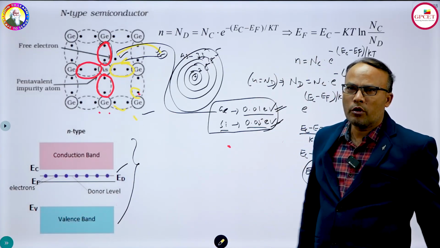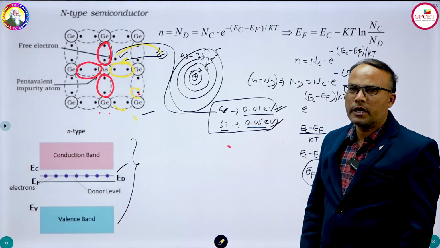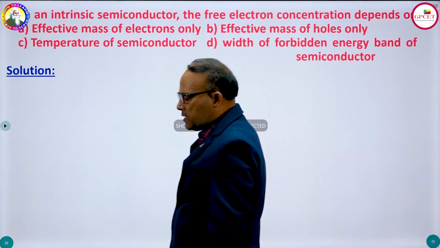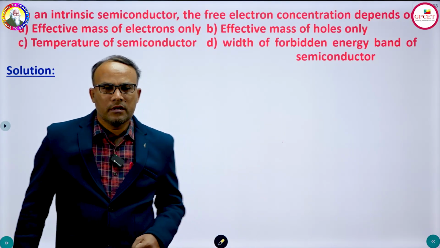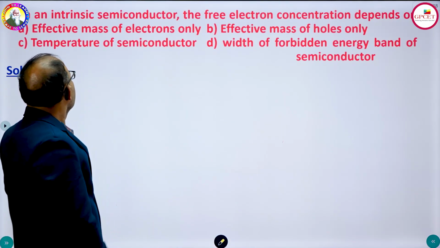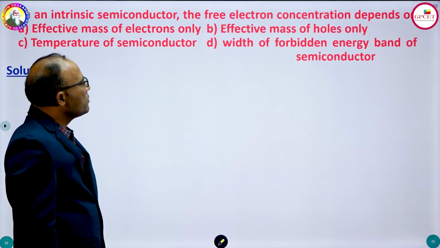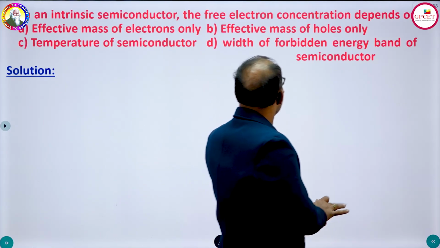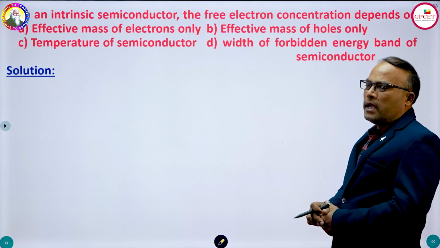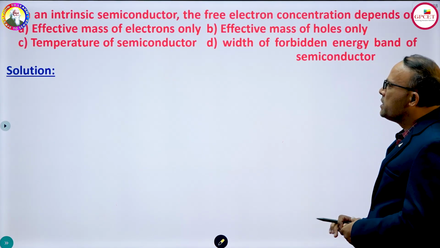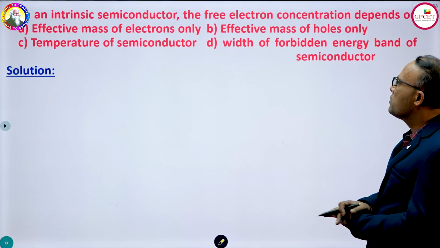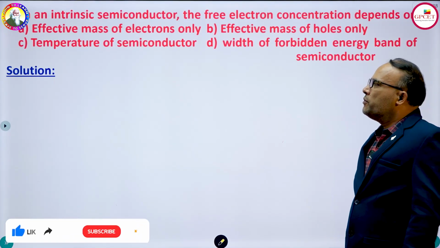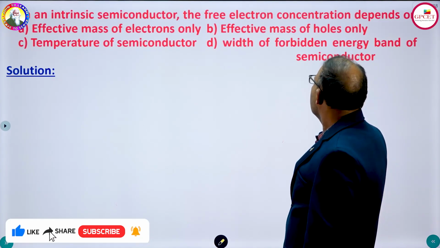Now, let us see some problems regarding n-type and p-type semiconductors. For example, this is one of the GATE questions. How do we answer this type of GATE question? In an intrinsic semiconductor, the free electron concentration depends on: the options are A, effective mass of electrons; B, effective mass of holes; C, temperature of semiconductor; D, width of forbidden energy band of semiconductor.